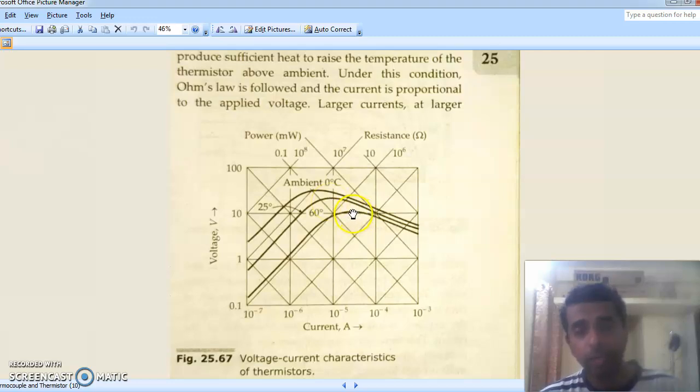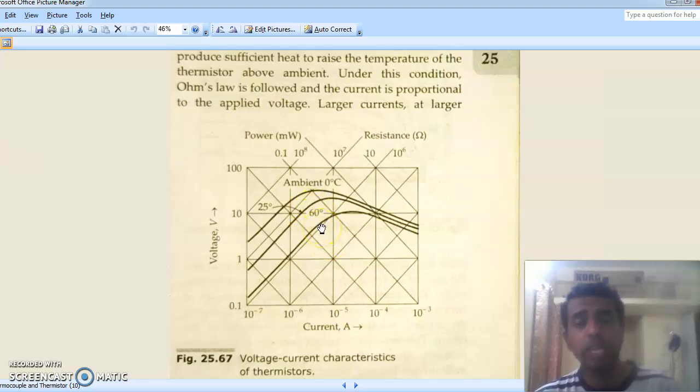Now at this point we again have the peak, that is again the voltage as we increase the temperature. This is 60 degrees Celsius and this is 25 degrees Celsius. So again when the temperature increases, voltage dips but the current increases. You can see that the current peak is now between 10 raised to minus 4 and 10 raised to minus 5. So you are getting a family of curves which shows the VI characteristics of a thermistor at various temperatures.